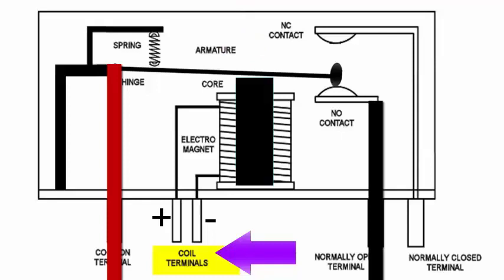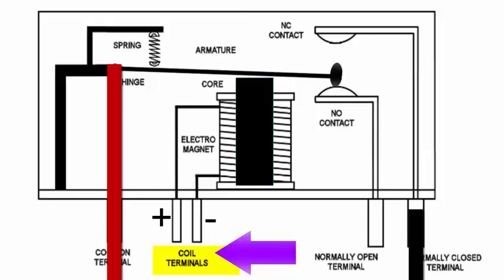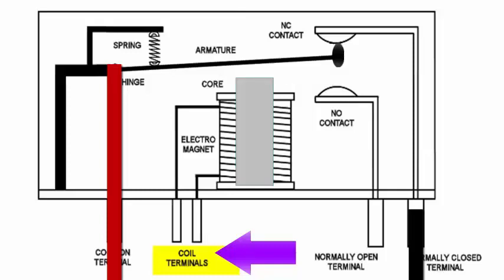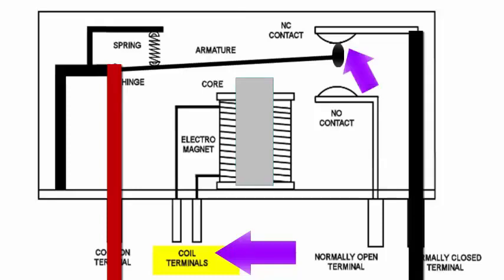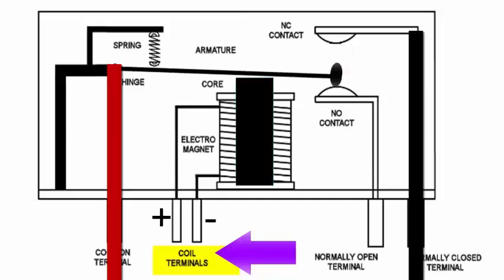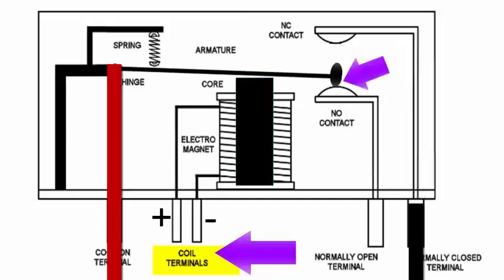If you are taking the output between common terminal and the normally closed terminal, what happens? When you are not supplying any power to the coil terminals, the circuit is closed like this. The switch is closed, so power will continue to flow. When you supply the signal to the coil terminals, the core is magnetized, the switch is going to move down, and the output will not flow into the common terminal.